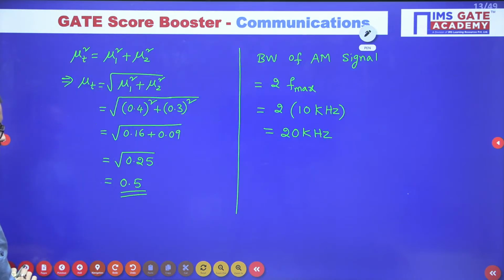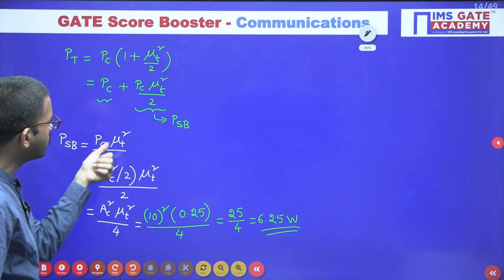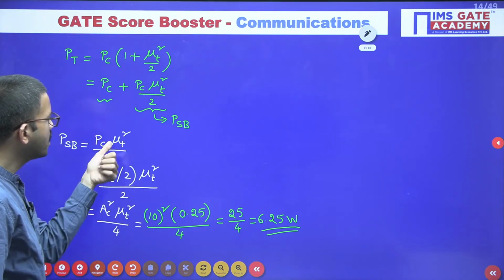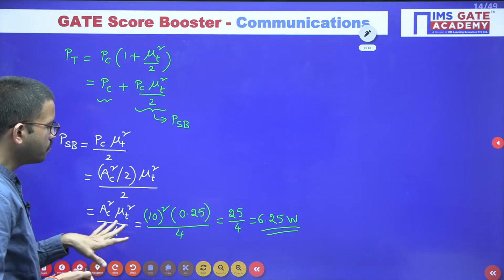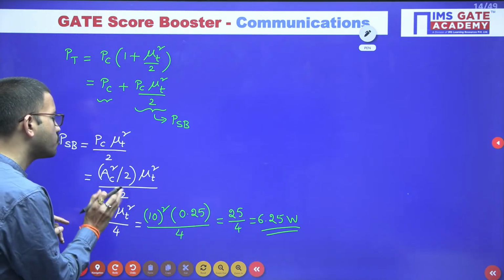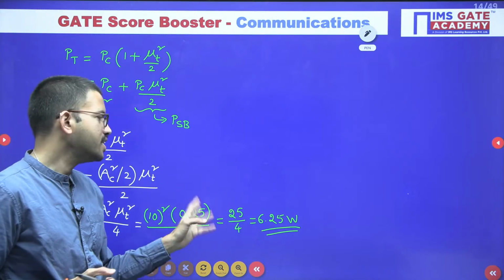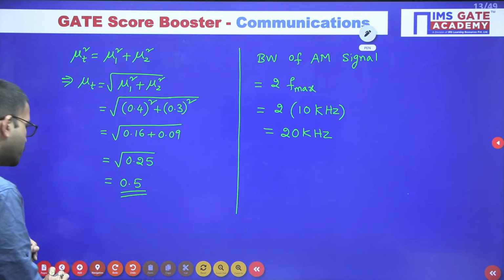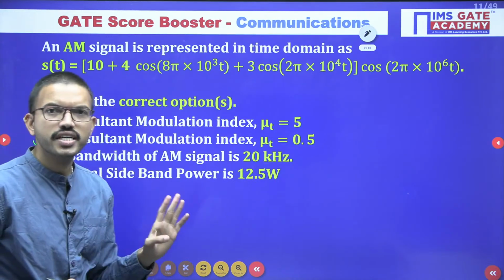Okay. So while you are doing the calculation, you have to represent carefully. Here PC is nothing but AC square by 2 and here mu t square over denominator 2. 2 into 2 is nothing but 4. So because of this, here you are getting 6.25. Suppose if you have got only 2 in the denominator, then 25 by 2, in that case, 12.5 will be correct. But here 12.5 is not correct.